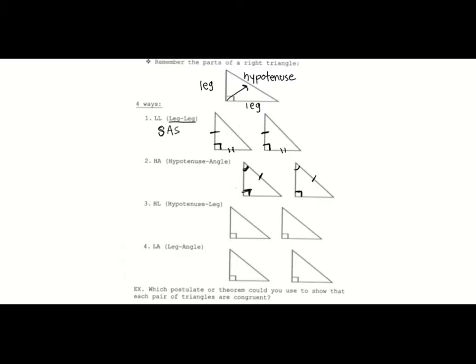So our hypotenuse angle is very similar to angle, angle, side because we have 2 pairs of angles, our 90 degrees, our angle in the corner, and our side, which is outside, is not in between those 2 angles. This HA, hypotenuse angle, is the same thing as angle, angle, side, but in a right triangle, we can automatically just say HA.